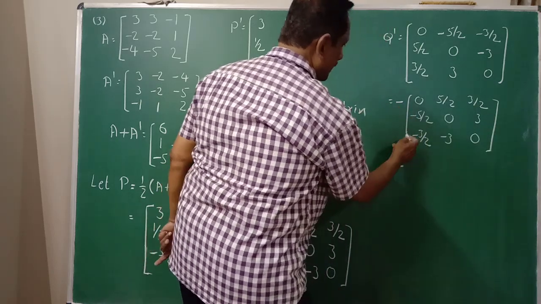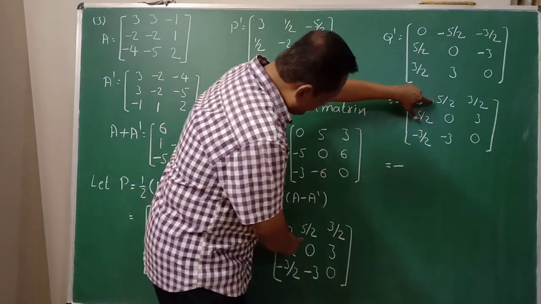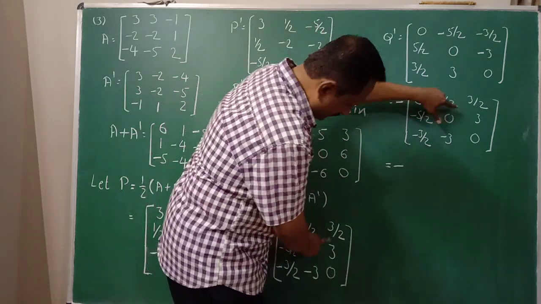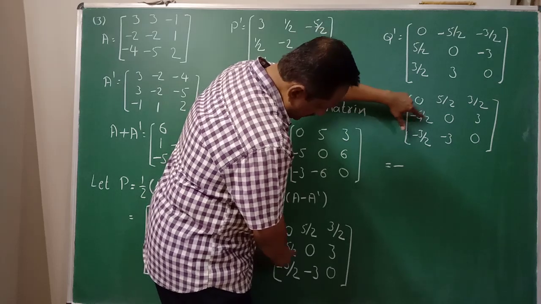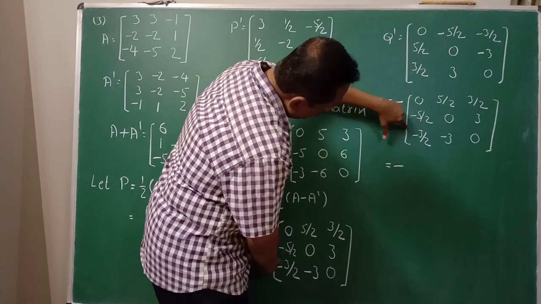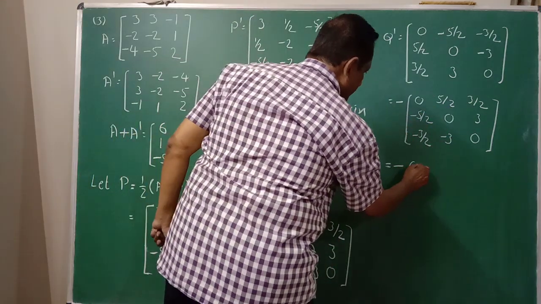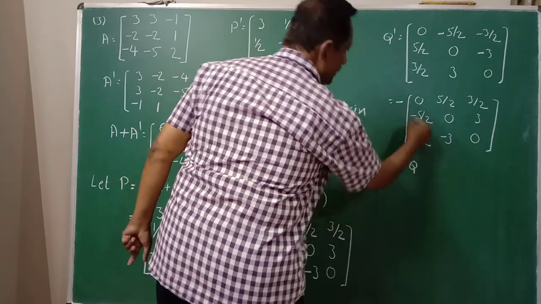Minus. So compare this with this here. Compare here. 0, 0 is there. 5 by 2. 3 by 2. Minus 5 by 2 here. Then it is 0. And it is a 3 here. Minus 3 by 2. Minus 3 and a 0. This is the same matrix here. So this is the Q. Okay, this matrix is a Q.